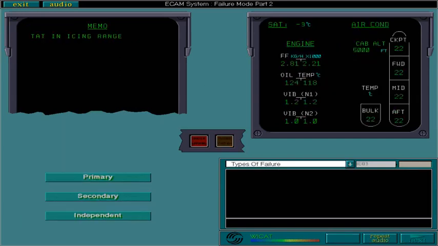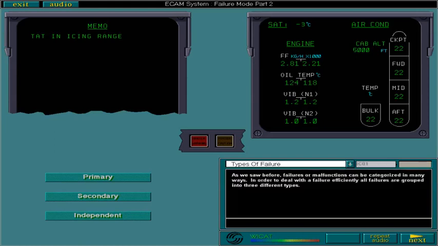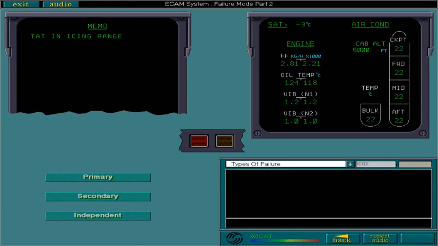As we saw before, failures or malfunctions can be categorized in many ways. In order to deal with a failure efficiently, all failures are grouped into 3 different types. To refresh your memory, select a type to look at another example. When you're ready, select the forward arrow to continue.